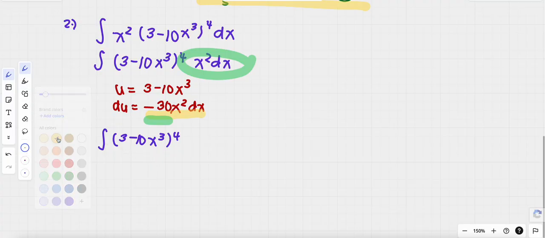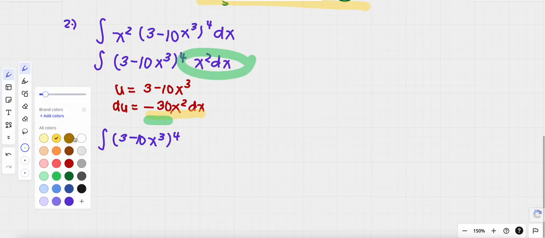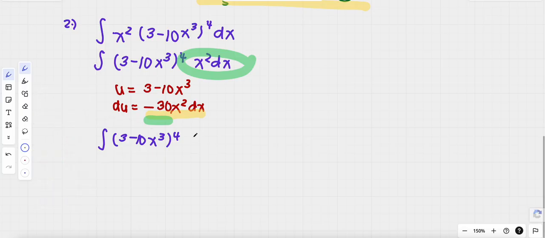So negative 30. Sorry, I can't see. I'm going to judge the color theory now. Sorry, I'm not an architect. So this will be negative 30.